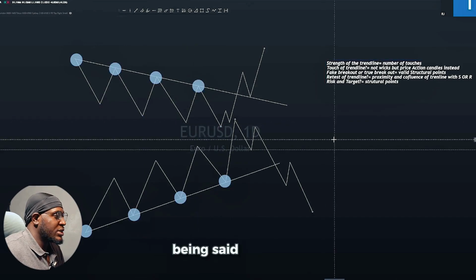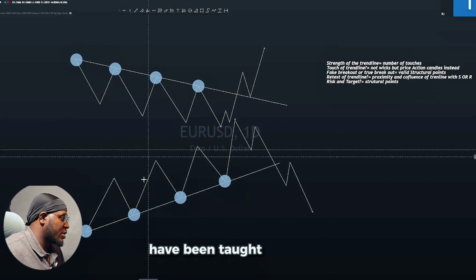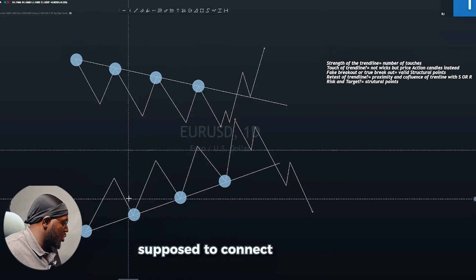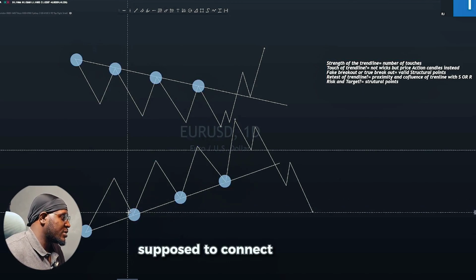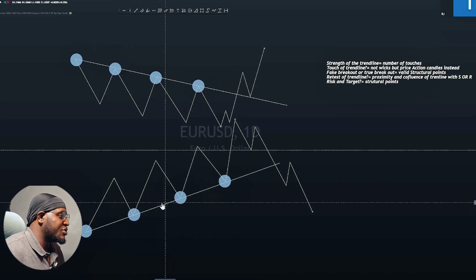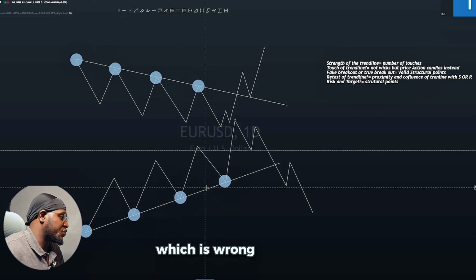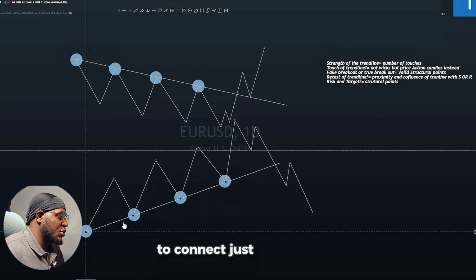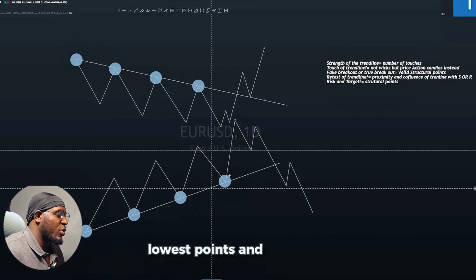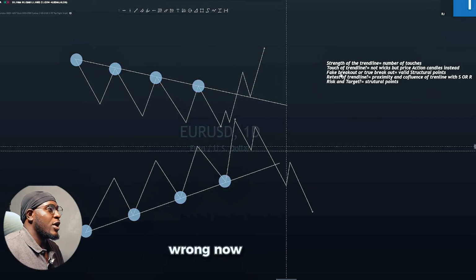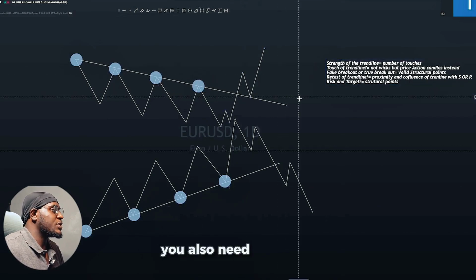Now, with that being said, we most times have been taught that we are supposed to draw our trend lines and take the trades off the bounce of the trend line, which is wrong. You're also taught to connect just the wicks of the trend line, which are the lowest points, and that also is wrong. Now, this is something you also need to pay attention to.